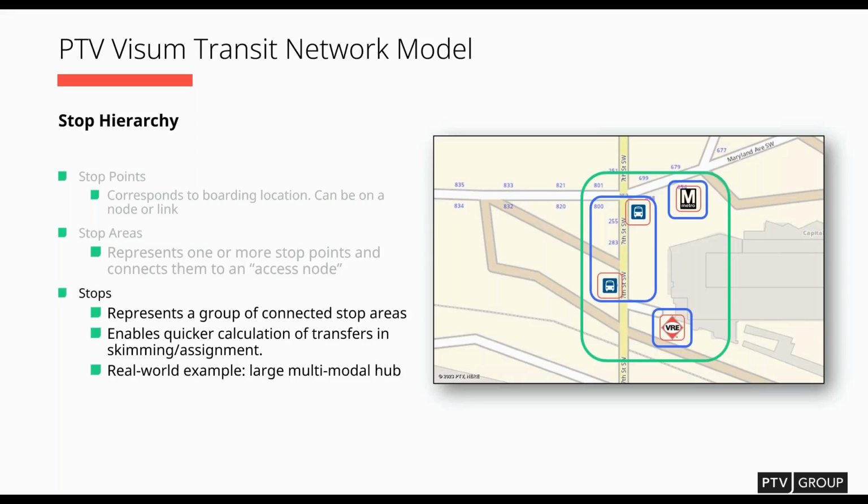And then we'll go to stops, which is kind of the highest level. So this represents a group of connected stop areas. The picture on the right kind of gives you a good representation of what a multimodal or intermodal hub would look like.